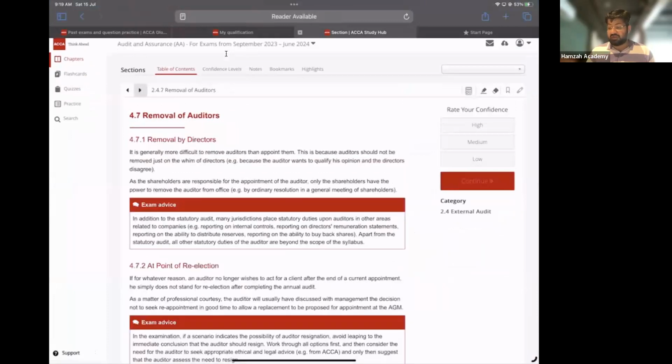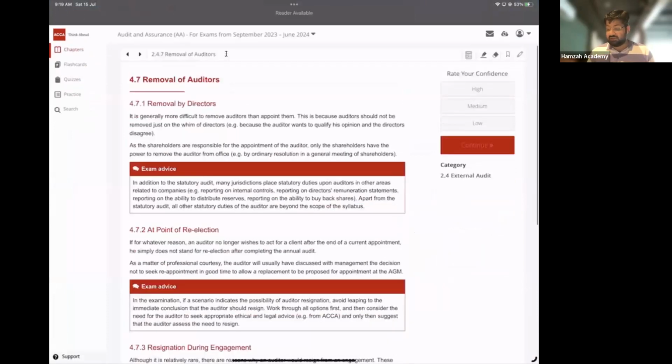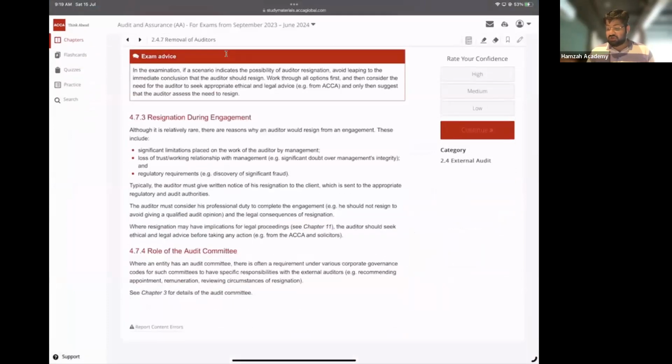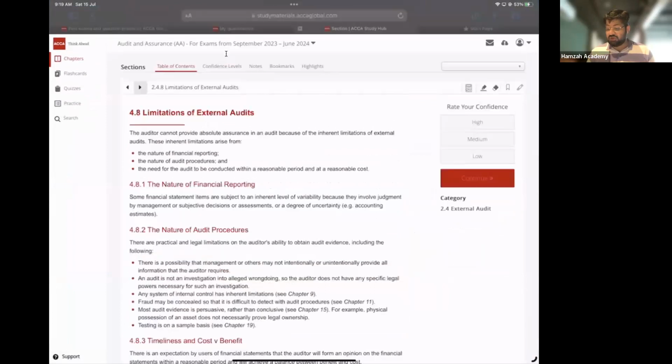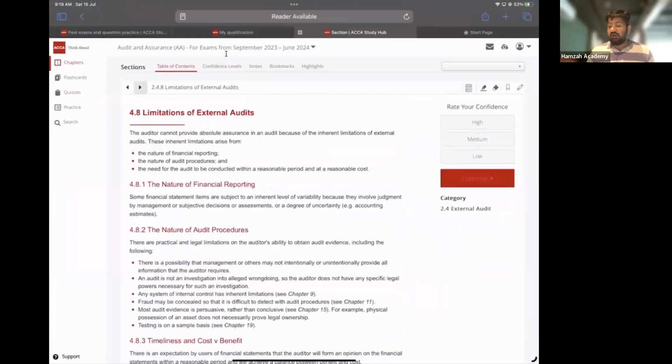Appointment I have already discussed. Removal I have already discussed. Re-election and resignation I have already discussed. Yes. Limitations of audit. The next topic is limitations of audit. Students, listen please.